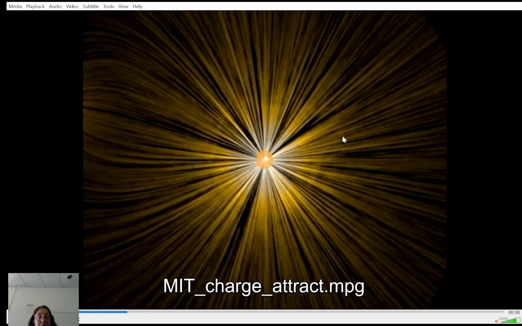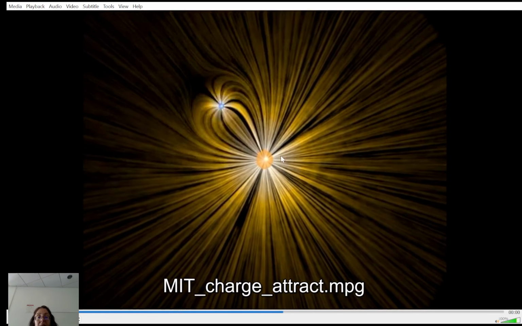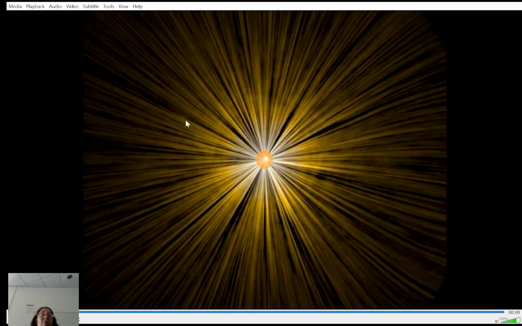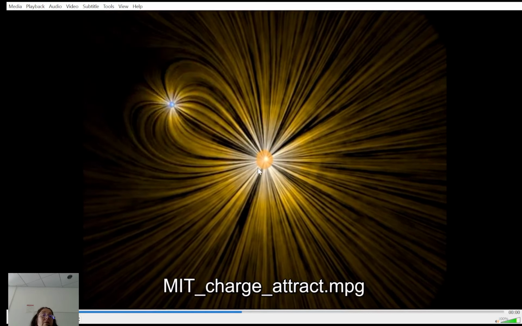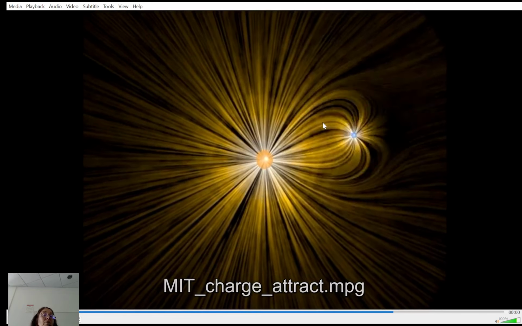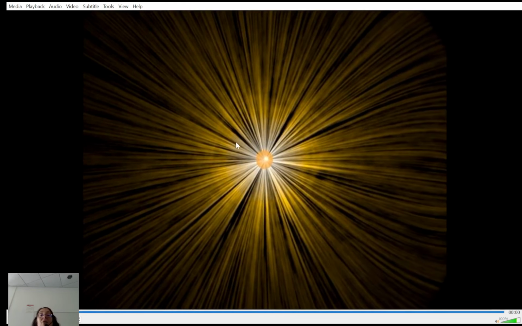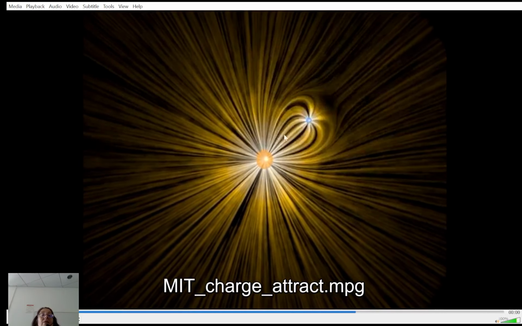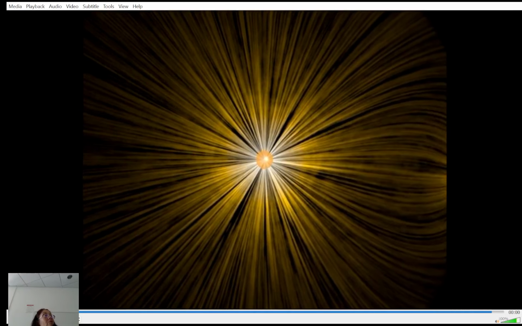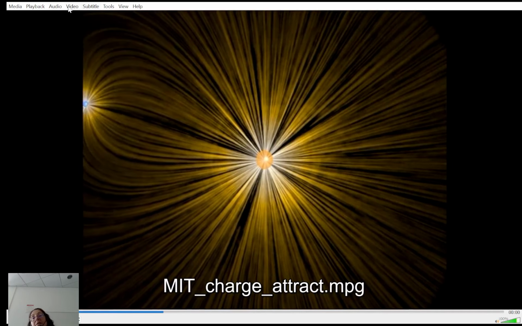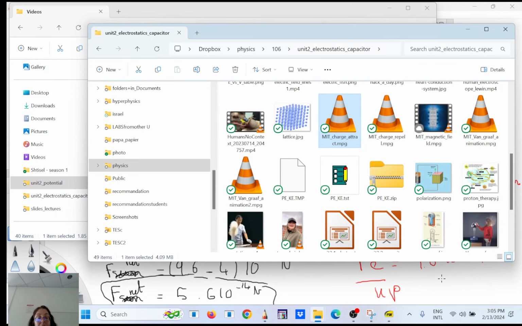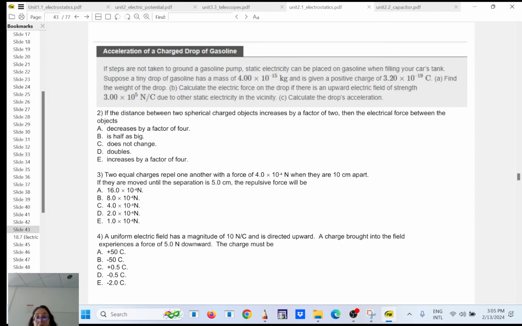Let's see if I have something else. You see, they attract each other, but this one has enough momentum that it will not crash into that one, right? It will just pass by. Likewise, if you have a comet and this is the sun, they're going to interact with each other through their gravitational field. Can you visualize that? So that's how it works. The rest is a review.